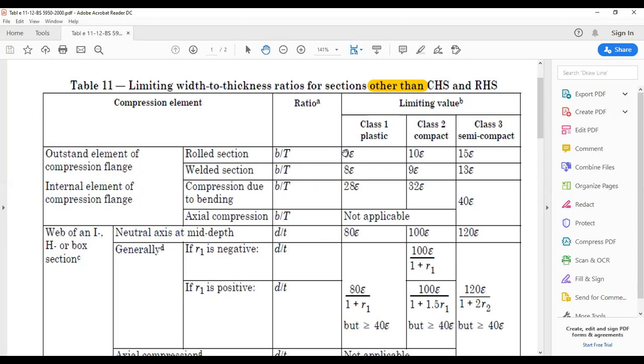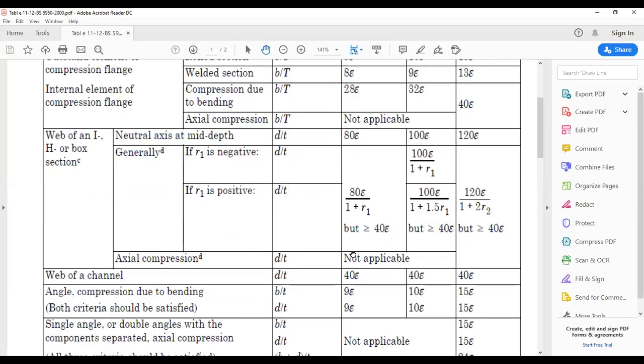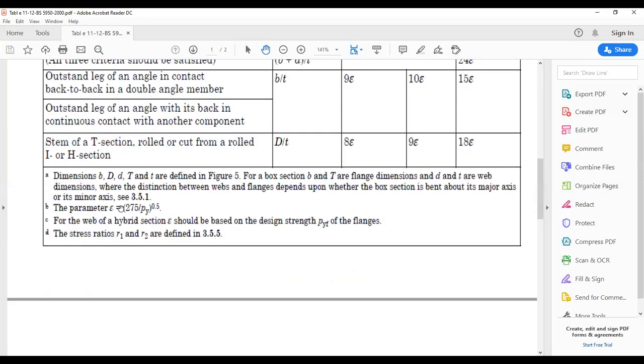The ratio epsilon here, you can see here, this is the meaning of the parameter epsilon. Do you see it? This is the square root of 275 divided by what? By the design strength. It's under root. You get the parameter epsilon. Do you see this one? Yes.